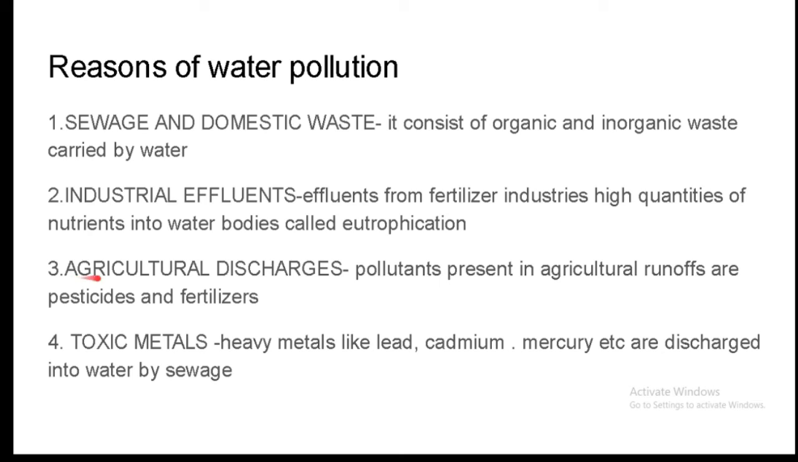Now let us discuss water pollution by agricultural discharge. Water leaving from fields as a result of irrigation activities, rain, melted snow, etc. is referred to as agricultural runoff. In agricultural runoff, two extremely harmful kinds of pollutants are the pesticides and the fertilizers.